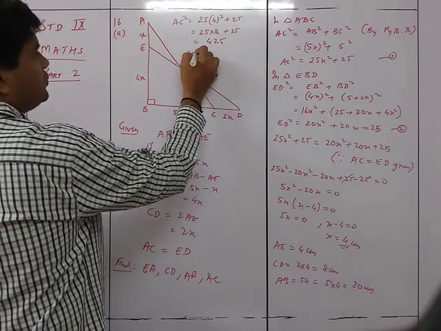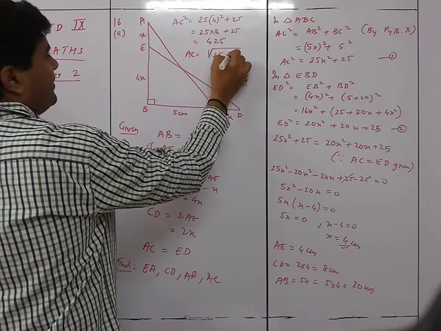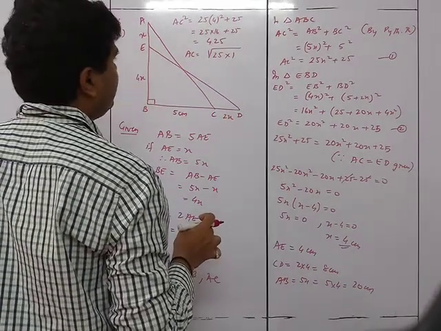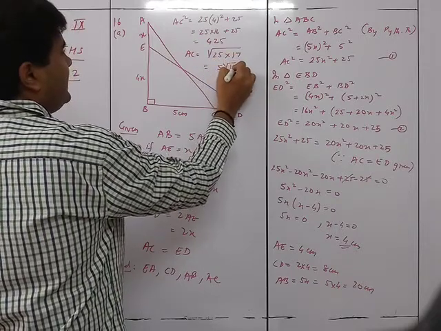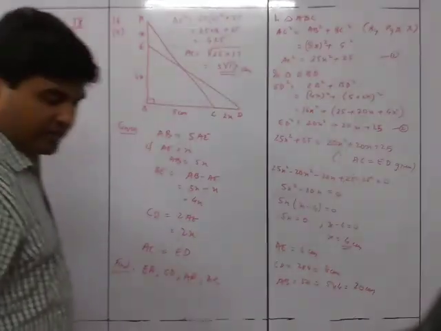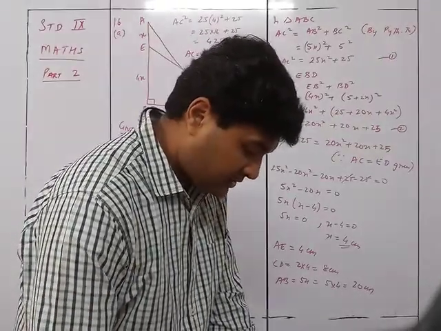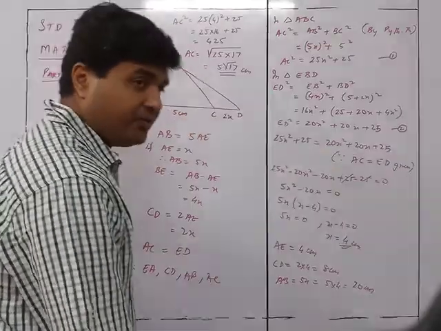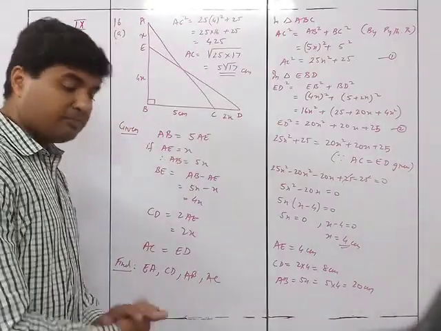Therefore, AC will be the square root of 425. The square root of 425 will be 25 into 17, so it will be 5 root 17 centimeters. So AC will be 5 root 17. We'll just check the answer for sum number 16A. The answers are 4, 8, 20 and 5 root 17 centimeters. So these are the answers for sum number 16A.